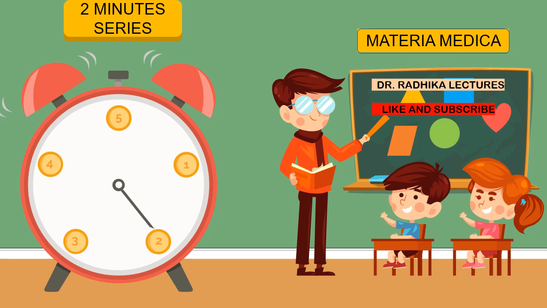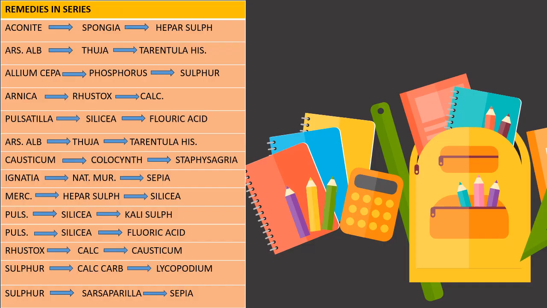This is a continuation of that 2-minute series where we are discussing the very important topics of Materia Medica. And today's topic is about remedies in series. So here you can see that I have mentioned the various medicines. Okay, so like aconite, then it's followed by spongia, then spongia by hypersulf.